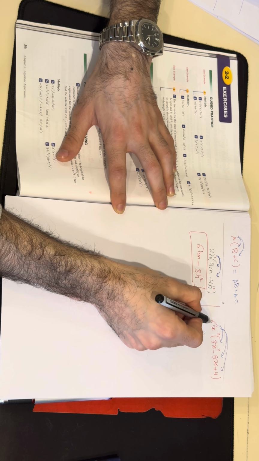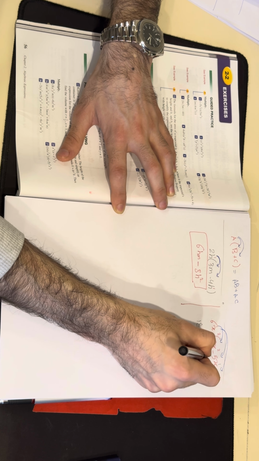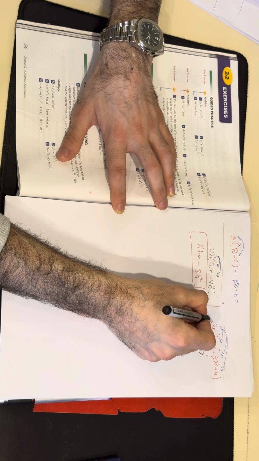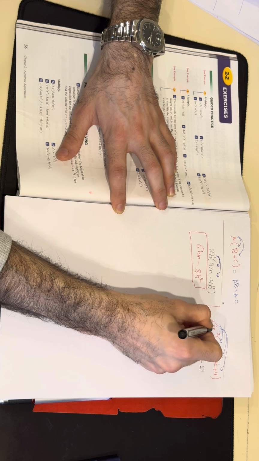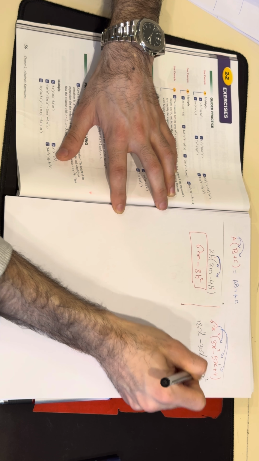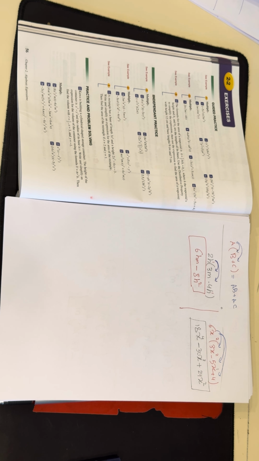6 times 5, 30. X power 2 times x power 1, x power, of course, 3, because 2 plus 1, it will be 3. Then positive times positive, positive. 6 times 4, 24. X times nothing here, so the x will stay like itself. And that's the last answer. That's how you're going to multiply something by another one when you have distributive property.